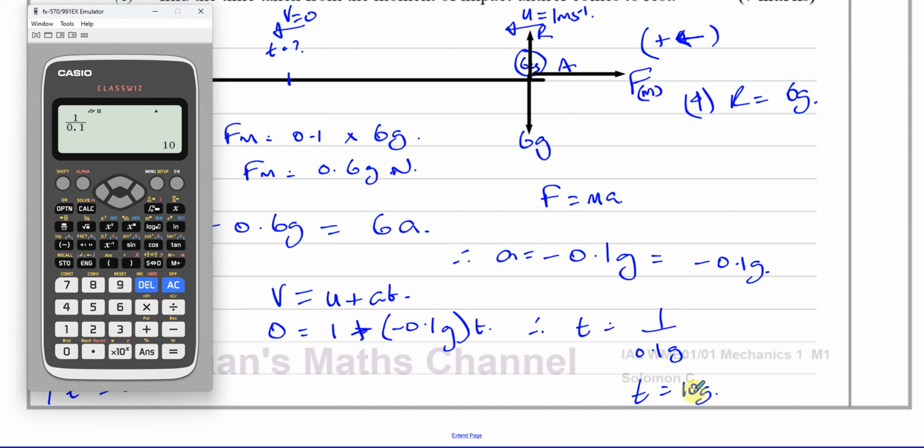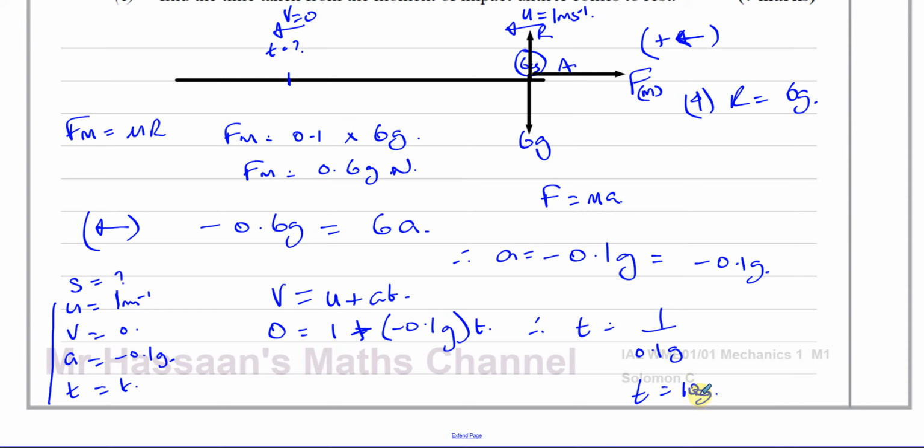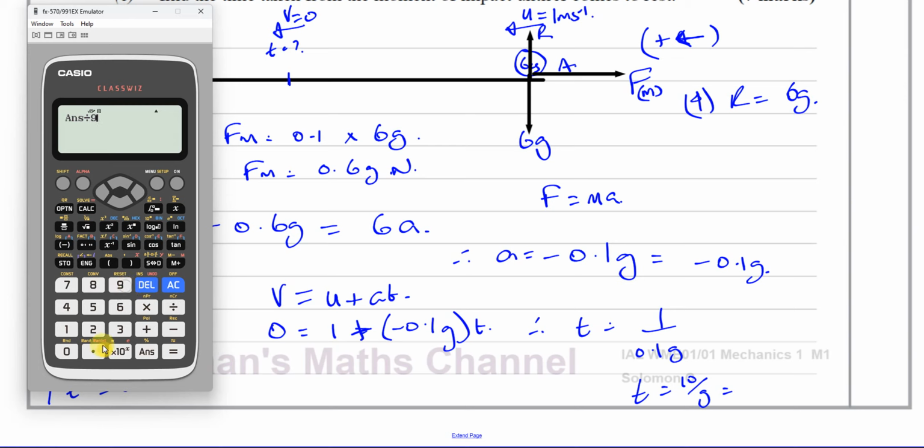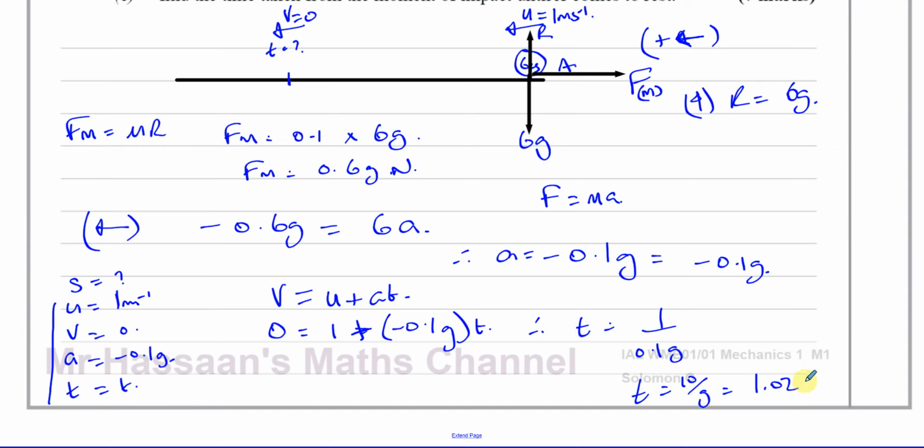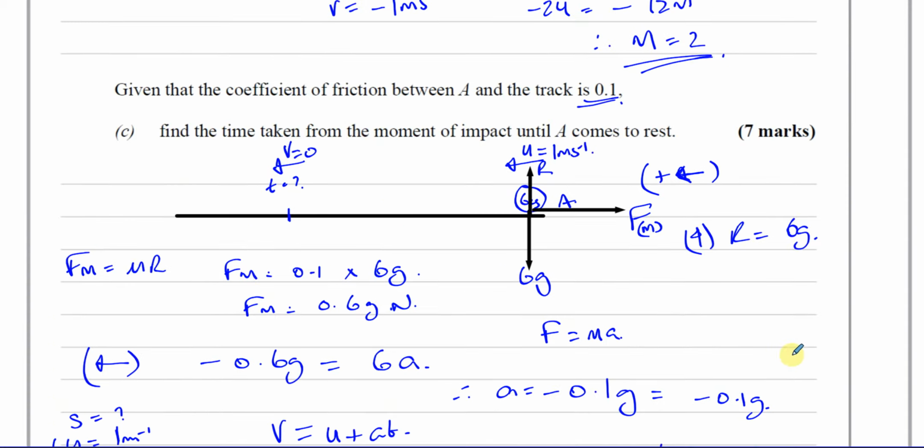Nope, sorry. 10 over g, not 10 times g. My bad there. It's going to be 10 over g. 10 divided by g, which equals 10 divided by 9.8, which equals 1.02 seconds. I've rounded it to 3SF.